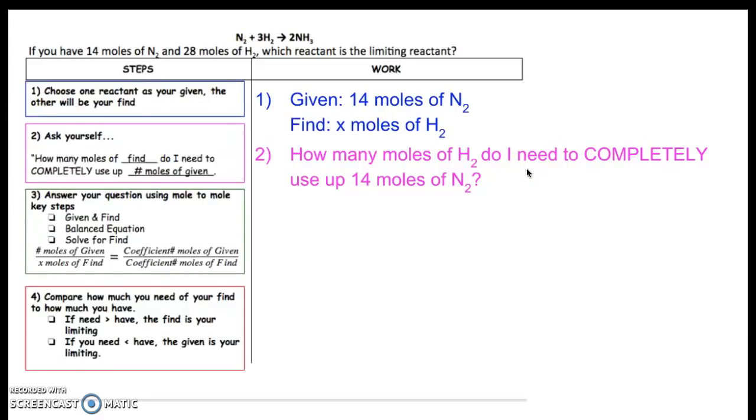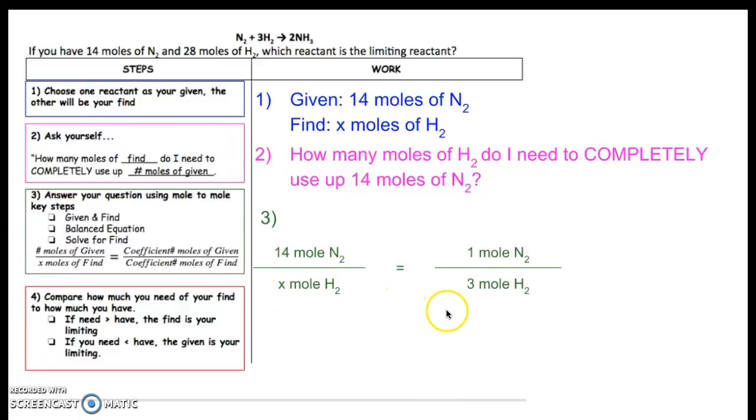Now we're moving on to step 3. This is a mole-to-mole problem, so we're going to do like we've done before. We have our given and find, which is these two pieces of information, and we're going to use them to set up our first fraction. So I just chose to put the 14 moles of N2 on top and the X moles of H2 on the bottom. The second fraction, do you remember where this information comes from?